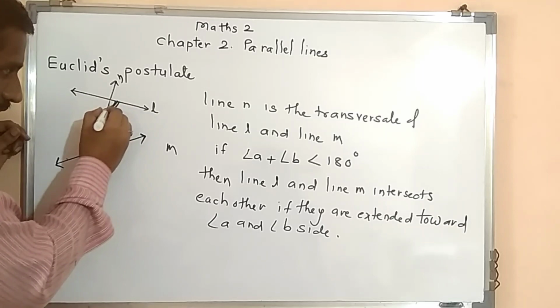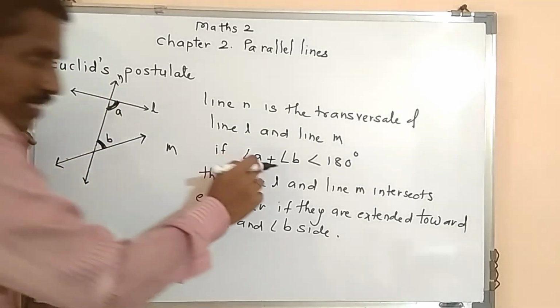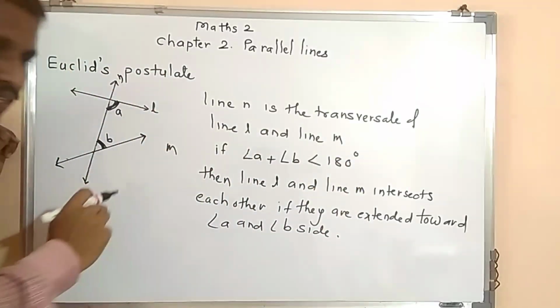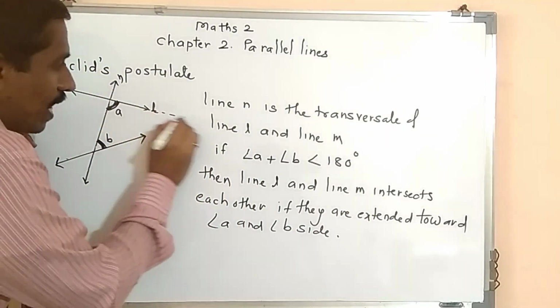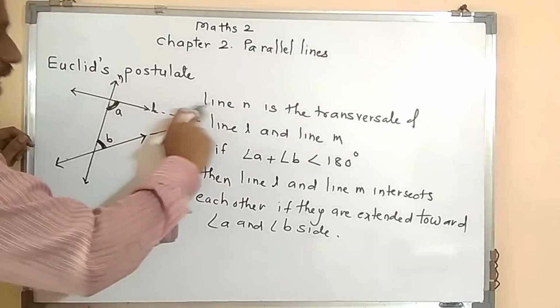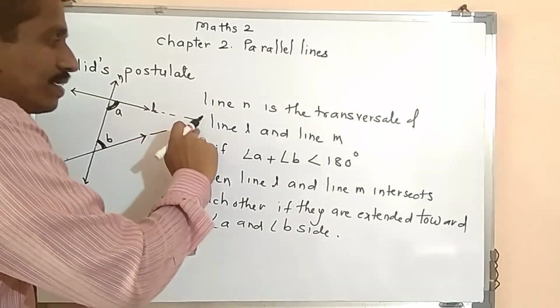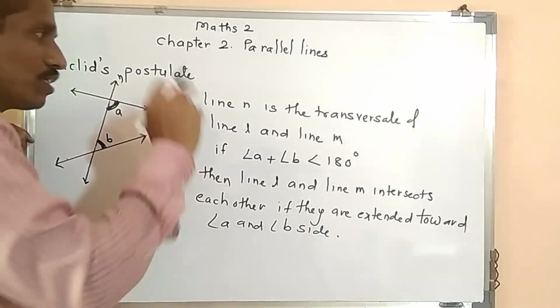and if this angle A and angle B, which are interior angles, if their sum is less than 180 degrees, then if I extend this line L and line M, then line L and line M intersect each other. So what is Euclid's postulate?